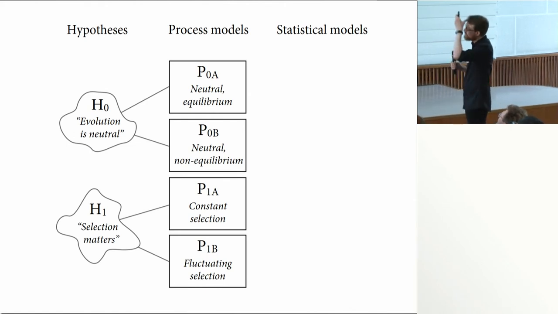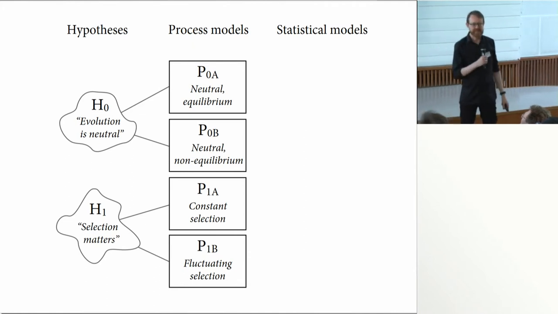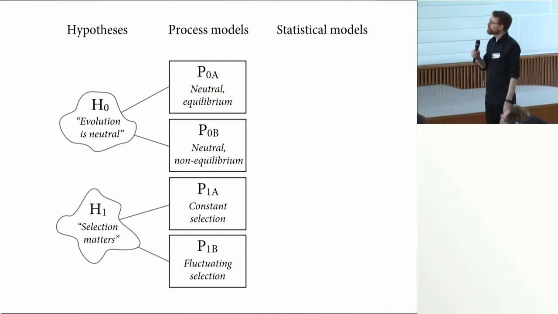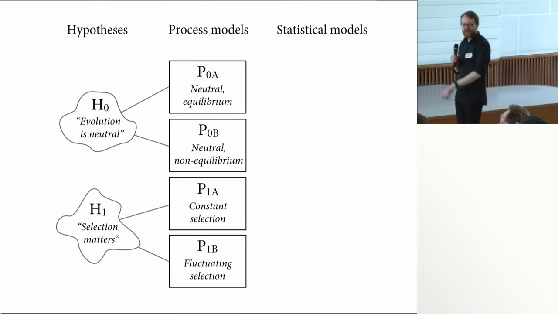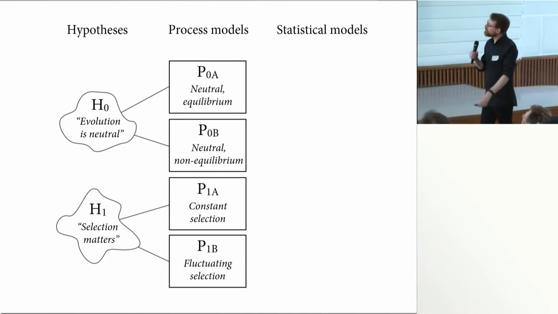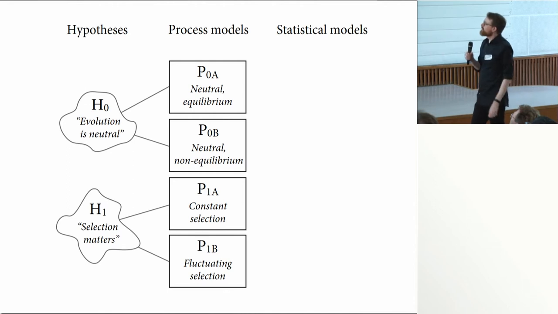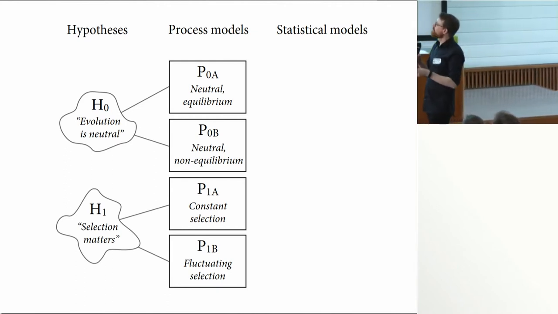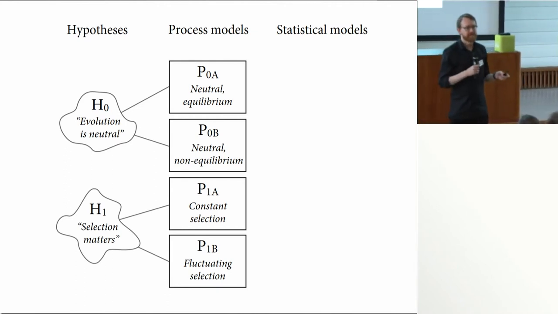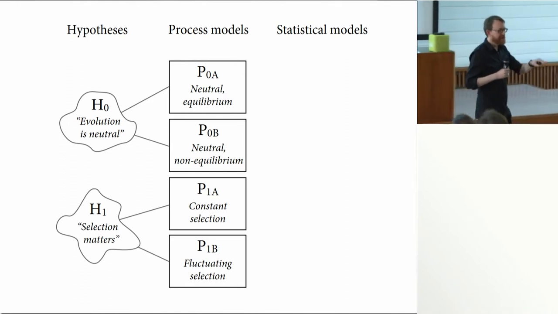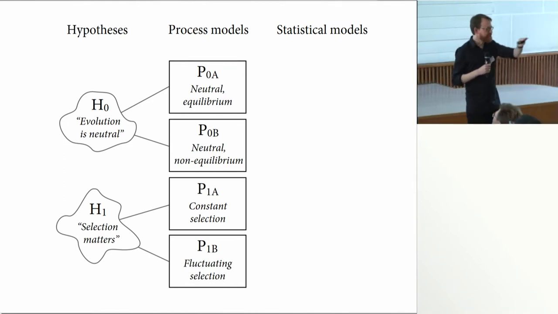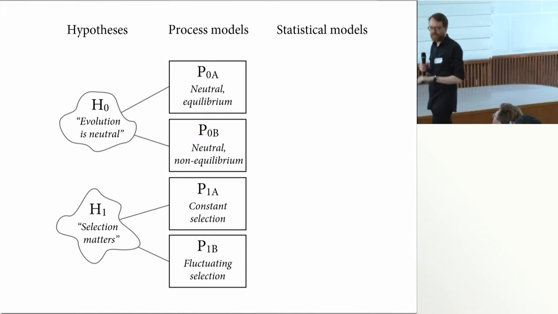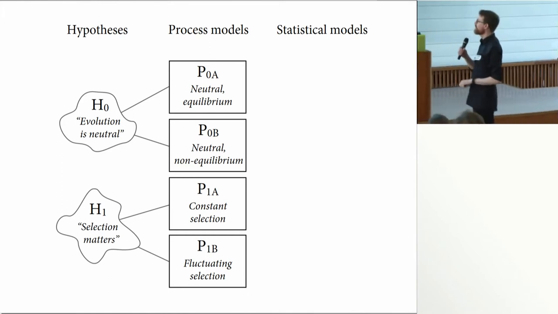So let me try to spell this out. We start with two blobby, general verbal hypotheses on the left. Evolution is neutral, selection matters. Those of you who've read my book know this is from the first chapter. But there are lots of different process models that correspond to saying evolution is neutral. On the top, there could be some classic neutral equilibrium model. This is the Kimura model. It means there's no selection, and the population is at steady state. You have the same numbers of individuals in every generation over time. That's a stationary, equilibrium population.